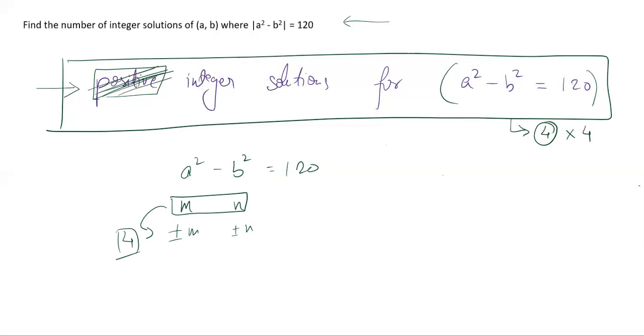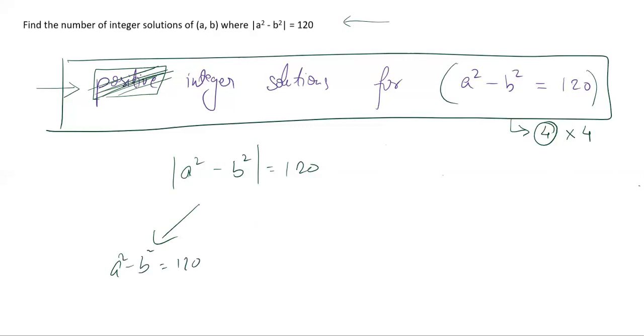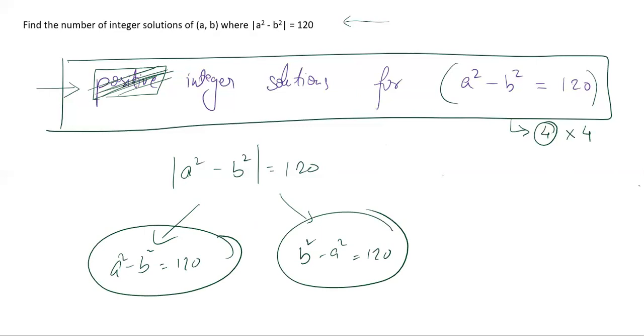So that is 16. So for each of the cases, you have 4 solutions now. And finally, if I just put a mod to this, so if you remember, as many solutions as I'll have for a square minus b square equal to 120, that many solutions I'll have for b square minus a square equal to 120. So the number of solutions here, I have equally that many solutions here.